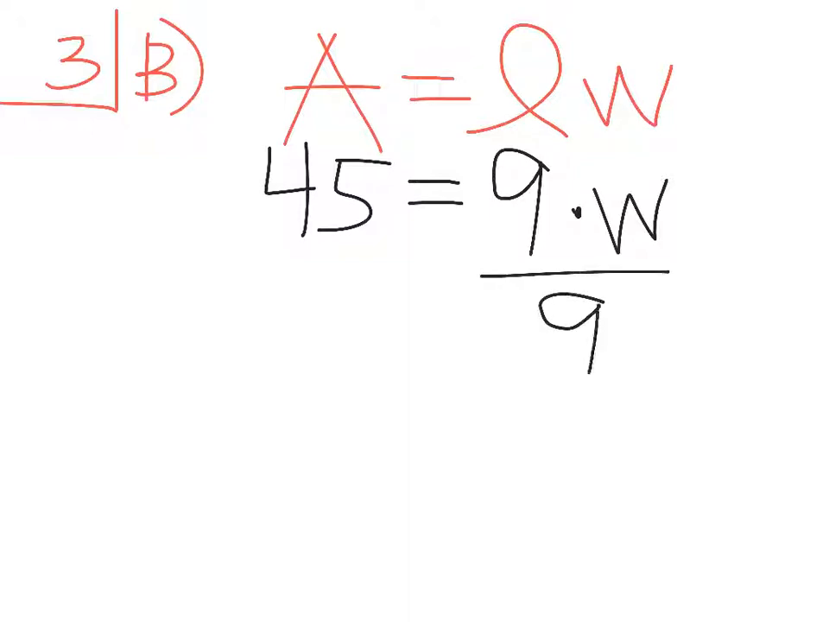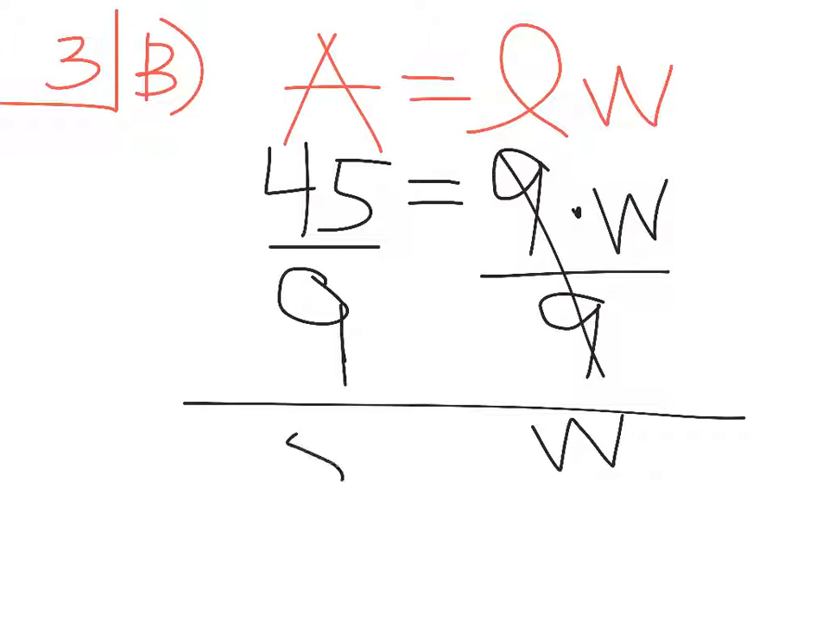And how do we get W by itself? Well, it's multiplying by 9, so we should divide by 9. And W drops down. 45 divided by 9 is 5. Equal sign drops down. And since this was square feet for the area, the width is 5 feet.